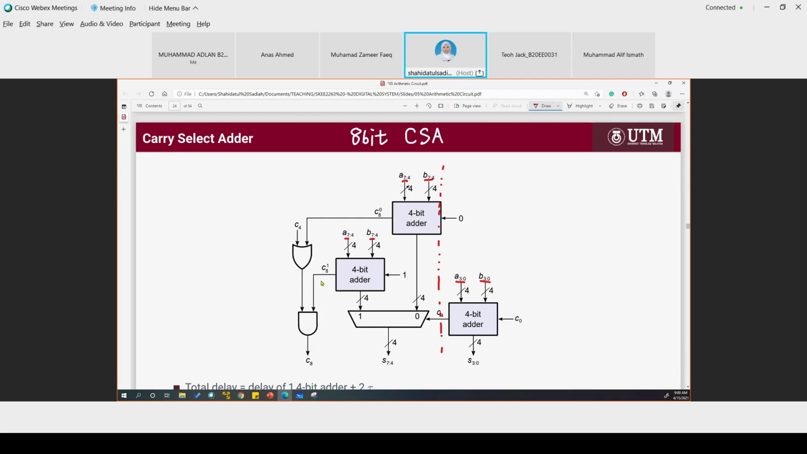that starts from here and ends here and here. And the CPD is here. Okay. Right? So how this circuit works, okay? The 4-bit adder can be a ripple carry adder or a carry look ahead adder.